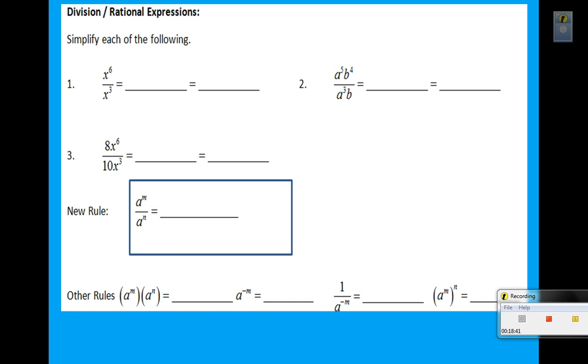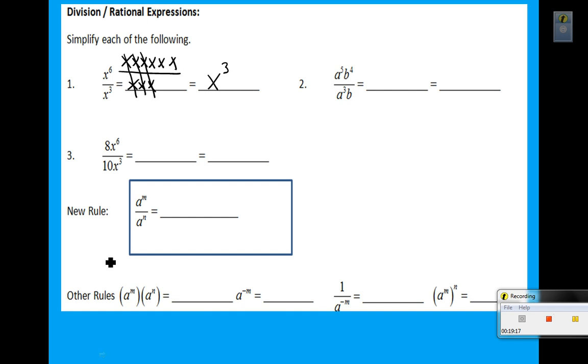So here goes. X to the 6th over x to the 3rd. That really means that I have 6 x's on top and I have 3 x's on bottom. And I'm going to cancel some of those out. X over x is 1, x over x is 1, x over x is 1. Ending answer, x to the 3rd. So I know that x to the 6th divided by x to the 3rd is x to the 3rd.